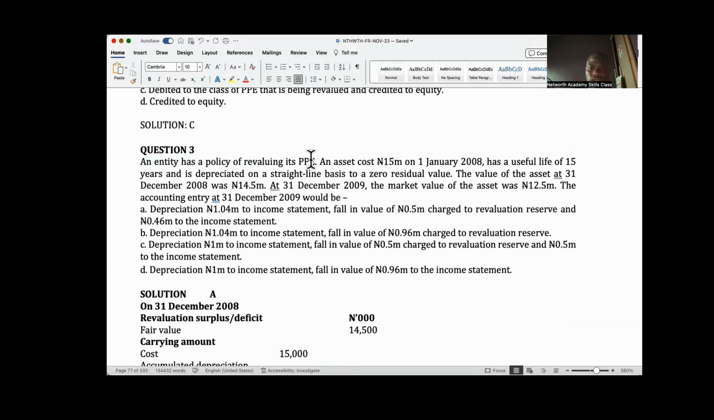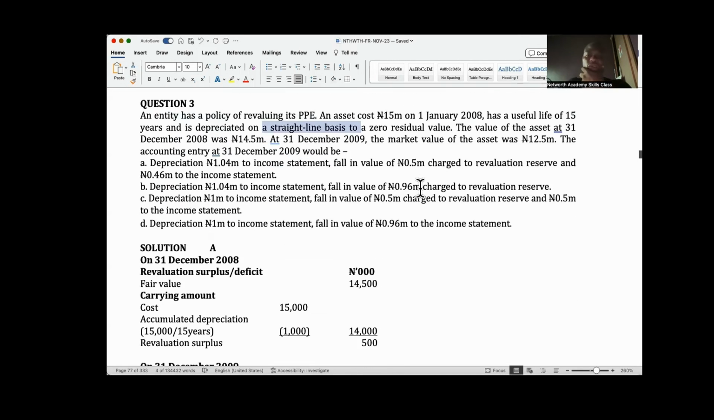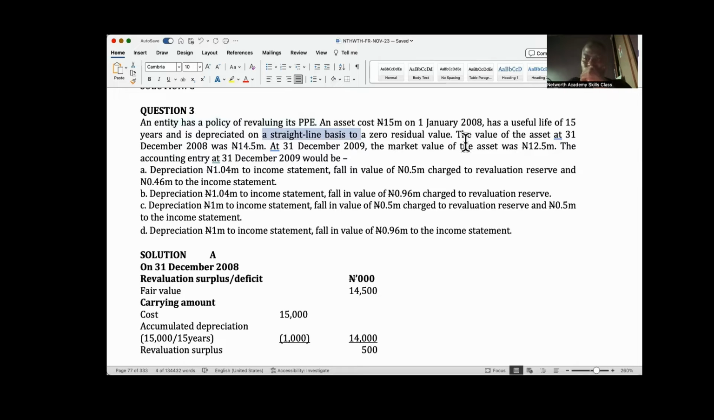They usually have a policy of revaluing. The cost is 15 million on this date, which means this is when they bought it. The useful life is 15 years and is depreciated on a straight line basis. The residual value is 0. They now say that the value of the asset at 31st December 2008 is 14.5 million. And that's the fair value, the revalued amount. That means they revalued it on 31st December 2008.